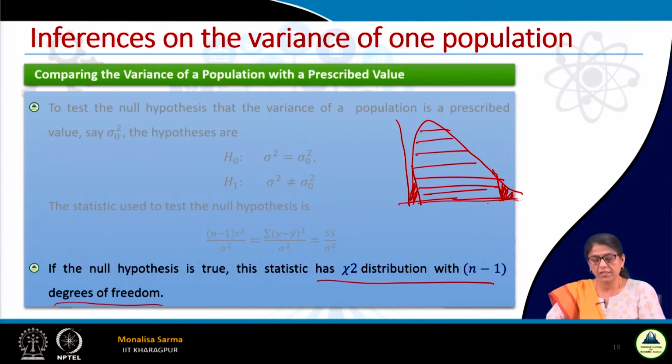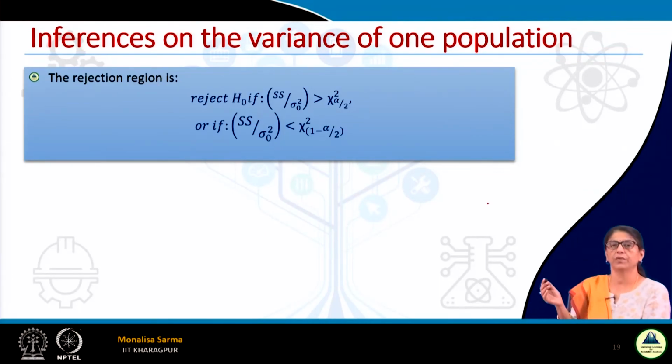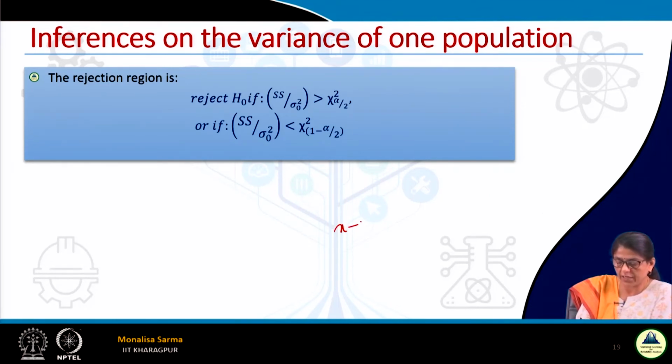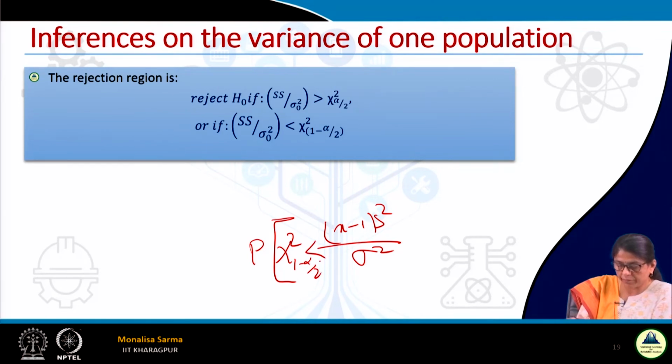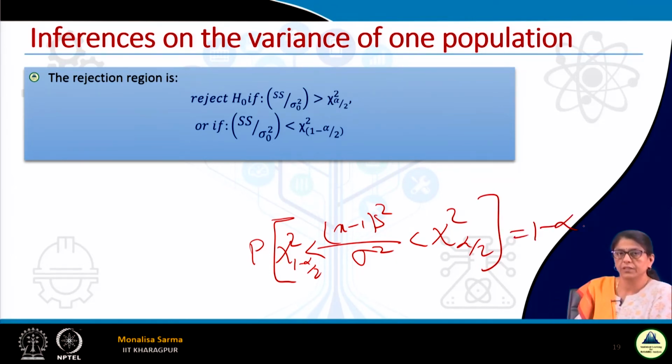Corresponding to a particular significance level, remember how to find a rejection region. Let me write it here. From the confidence interval, it is easier to write it this way: the probability that chi square 1 minus alpha by 2 is less than or equal to (n minus 1) s square by sigma square, which is less than or equal to chi square alpha by 2, equals 1 minus alpha, isn't it? This value (n minus 1) s square by sigma square should fall between chi square 1 minus alpha by 2 and chi square alpha by 2.